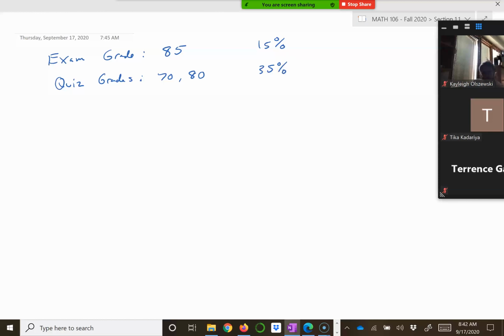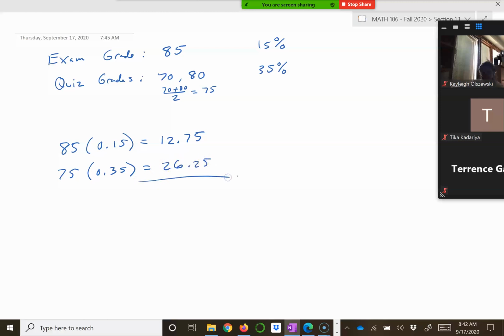All right, so here's what we'll do. For the exam grade, you take 85 and multiply by the decimal version of that percent. So let's see what 85 times 0.15 is. That's 12.75. Then the average of our quizzes: 70 plus 80 divided by 2, so that's a 75. You multiply that by 0.35, and that comes out to be 26.25, all right?